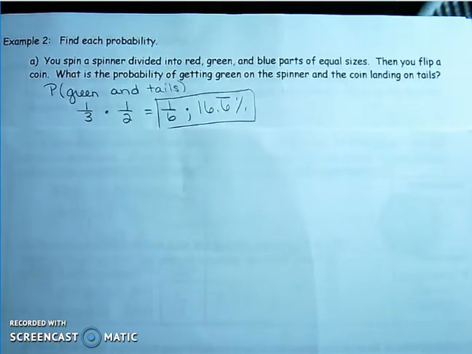Pay attention to what your directions say as to how you should write your answers. 90% of the time we're going to see probability as a reduced fraction. So 1/6 would be your answer here.